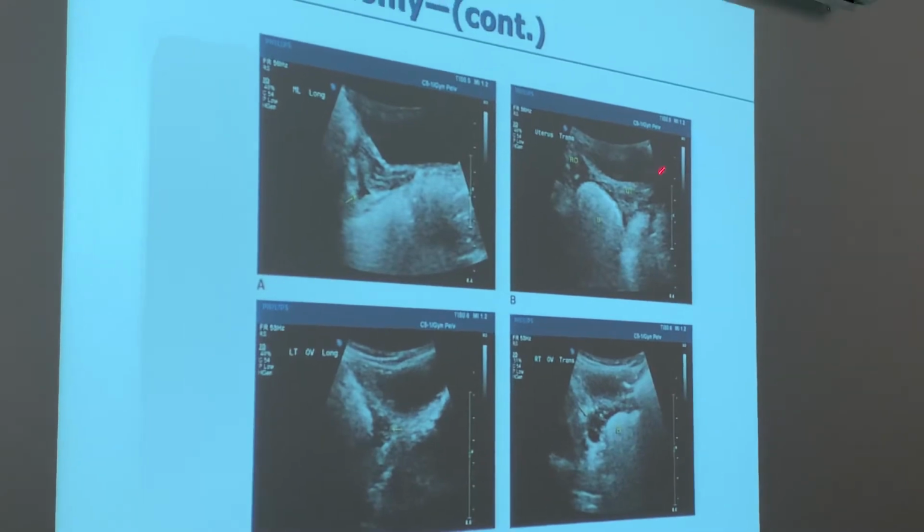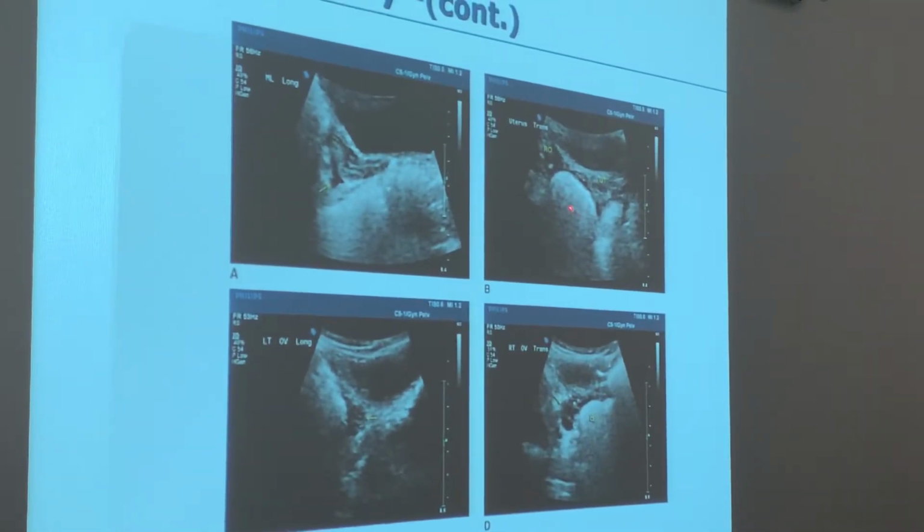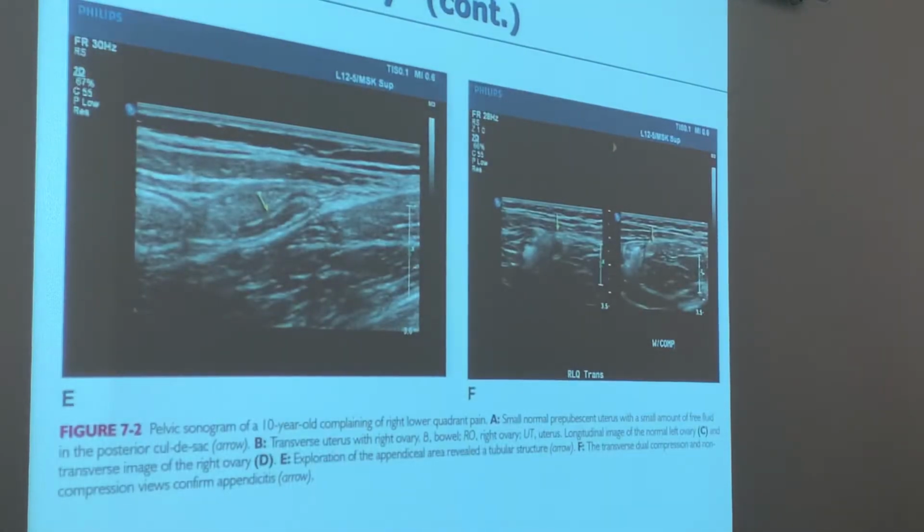This is a uterus. This is a mass. More than likely, it's going to be called a dermoid. I don't know what it says down here. The exploration of the appendix areas revealed a tubular structure.